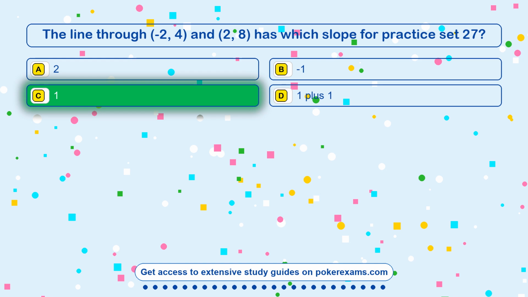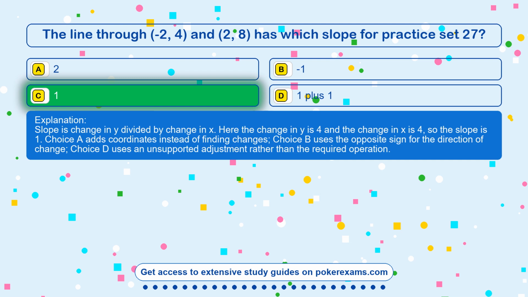The correct answer is option C, 1. Slope is change in y divided by change in x. Here the change in y is 4 and the change in x is 4, so the slope is 1.